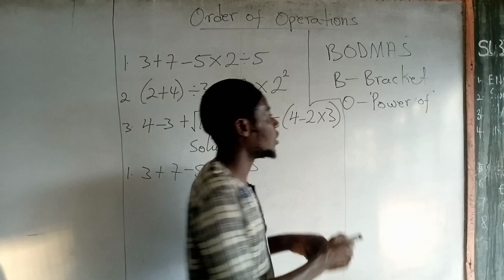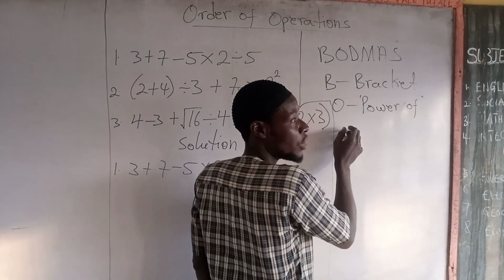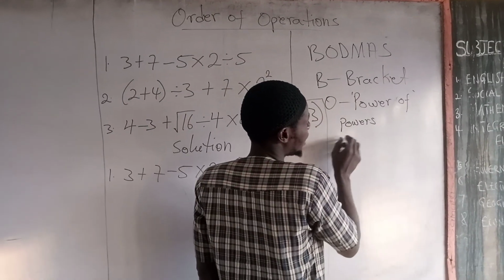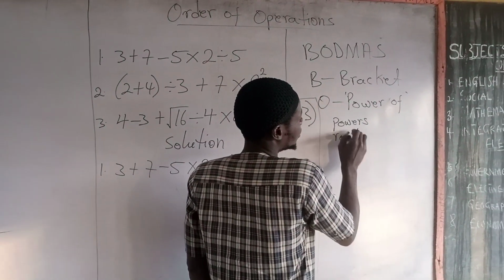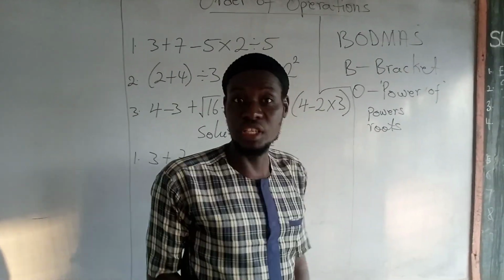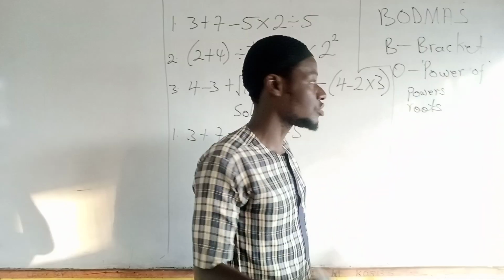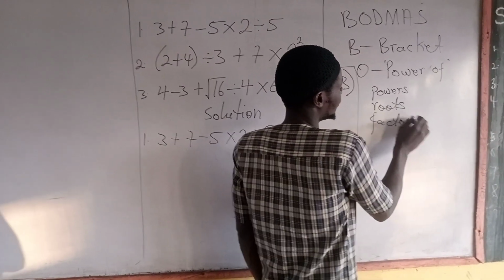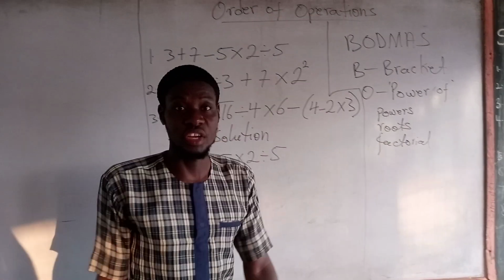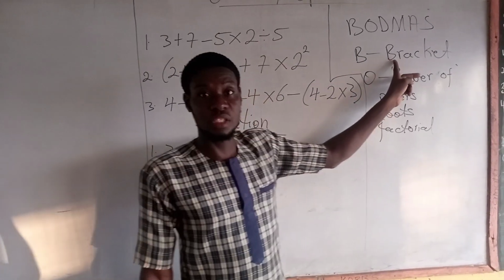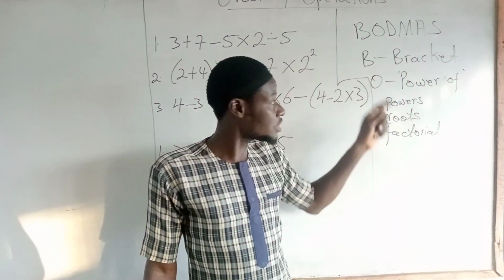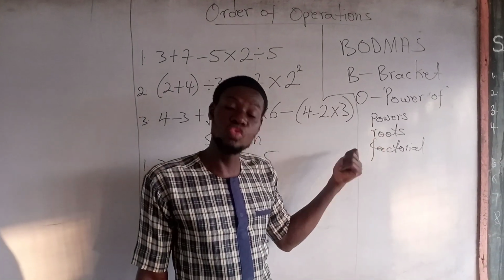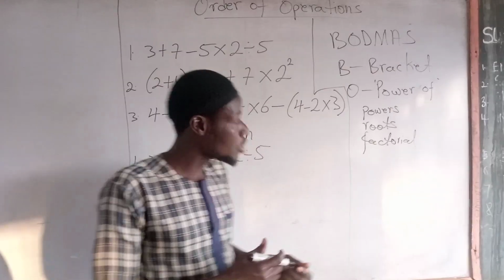The root can also be terms with powers, terms with roots. The roots can be square root, cube root, fourth root, and also terms with factorial. And so when you are done with solving what is in the brackets, the next thing is to look out for terms that have powers or roots or factorial in that order.